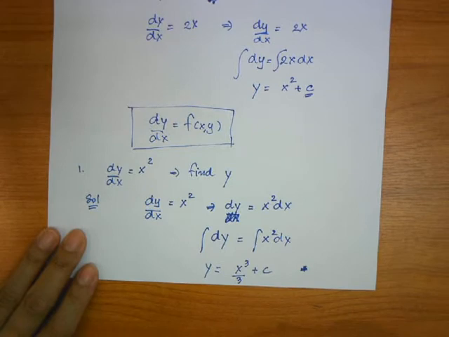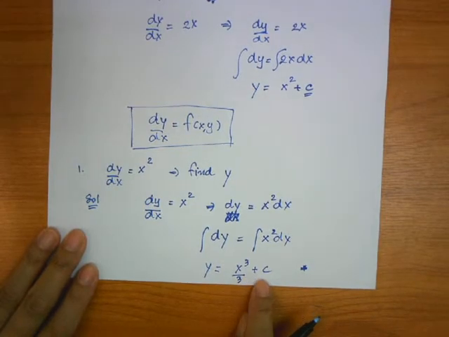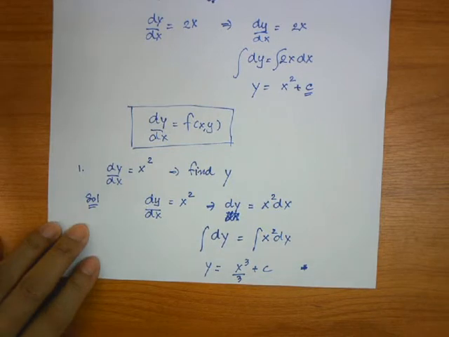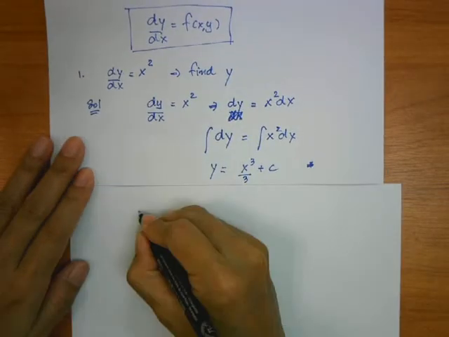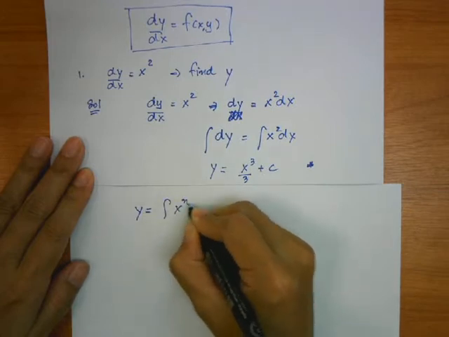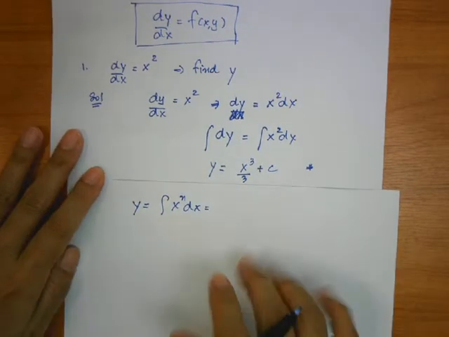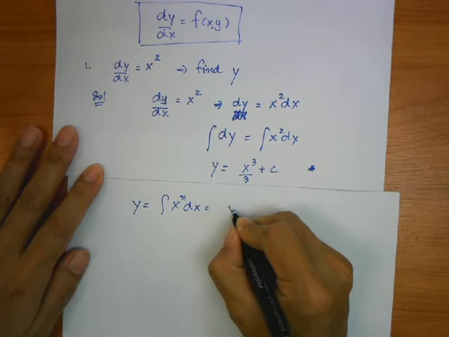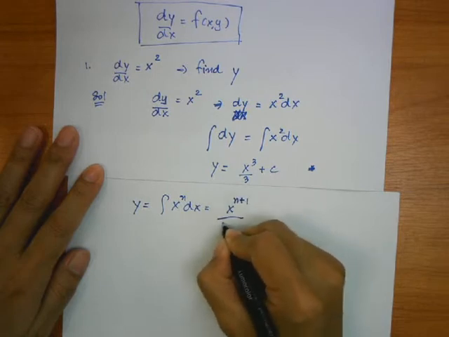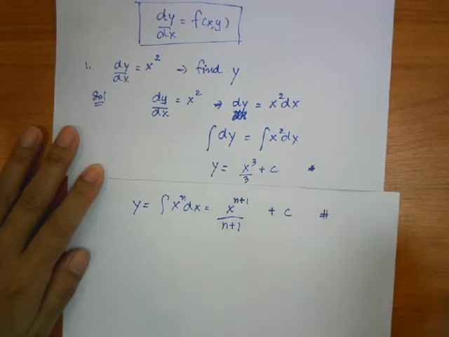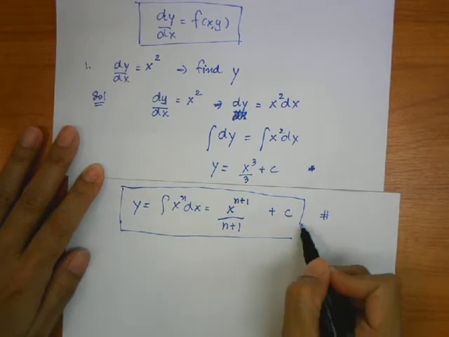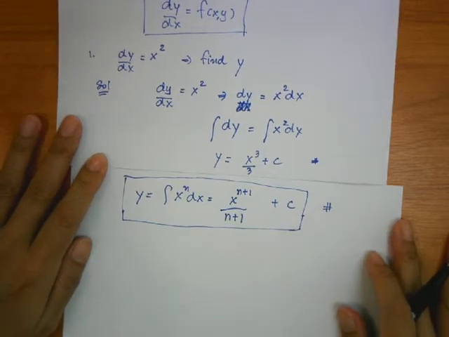This is the simplest one that you have to know. It says that if you have y equal to the integral of x to the power n dx, the result of the integral of x to the power n is x to the power n plus 1 divided by n plus 1, plus c. This is the general formula for the integration of the power function.